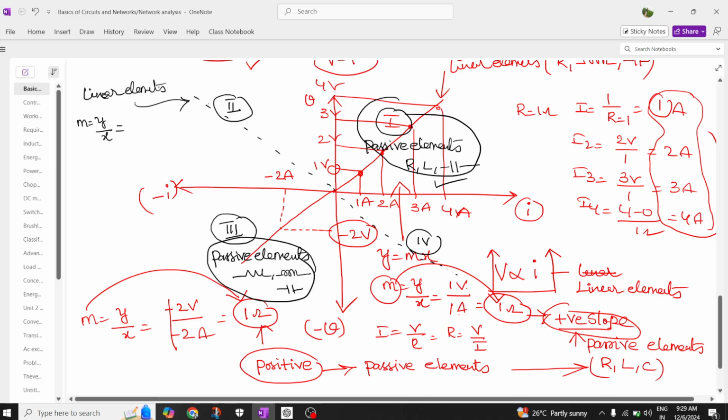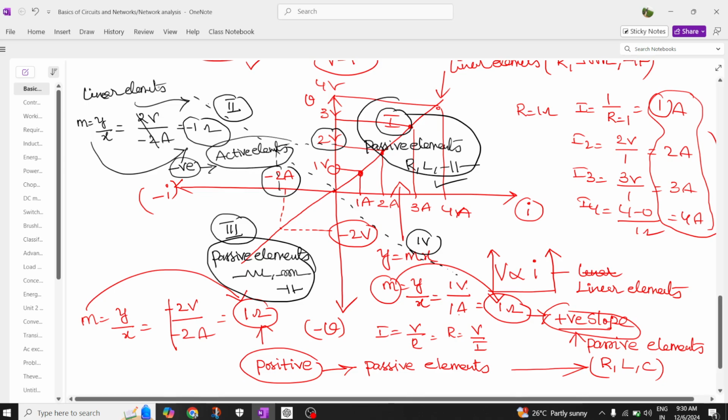What is the y coordinate here? Let's try to mark these two parameters. The y coordinate is positive 2 volts and the x coordinate is minus 2 ampere. So voltage by current is nothing but ohms. How much ohms did you get? Minus 1 ohm. What is the slope here? Slope is negative. If the slope is negative, I can say these elements are active elements.